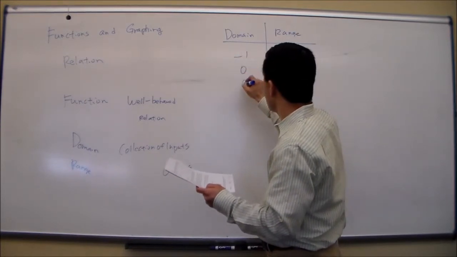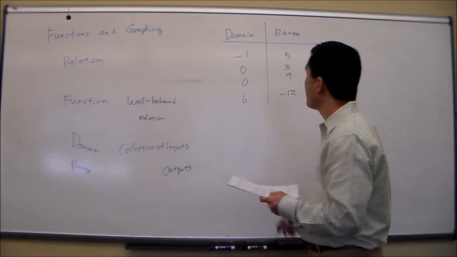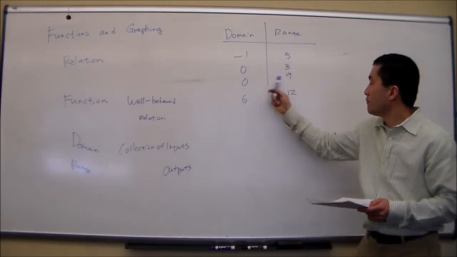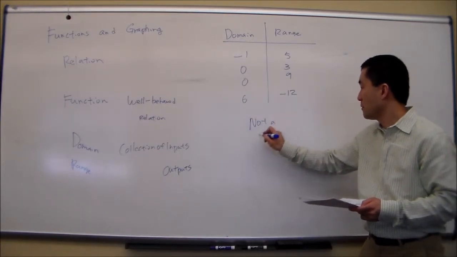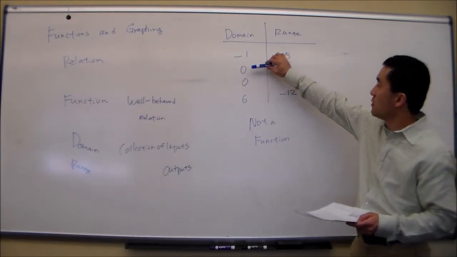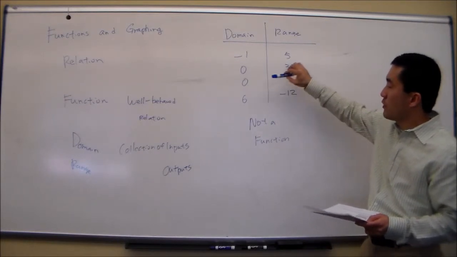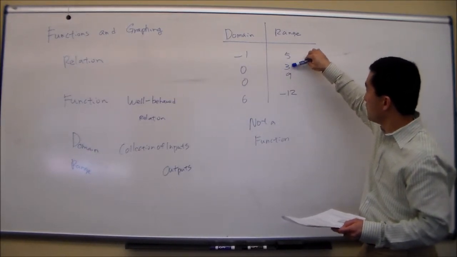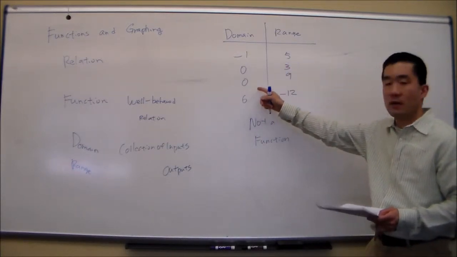So for example, if you have this relationship, it is a relationship. For every input, there's an output. But this is not a function, because for a single domain, there are two possible outputs. So that violates the definition of a function. It's not a one-to-one relationship. For 0, there are two outputs. So for that reason, this is a relationship, but not a function.